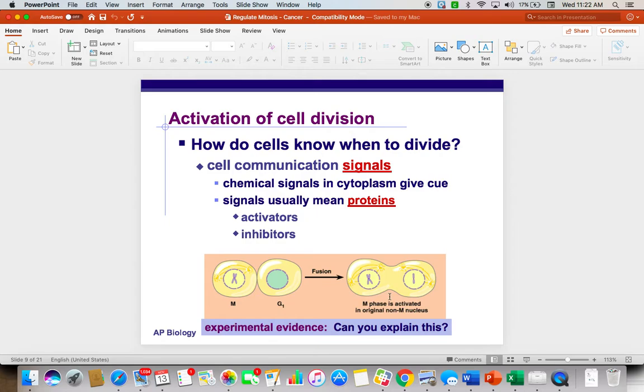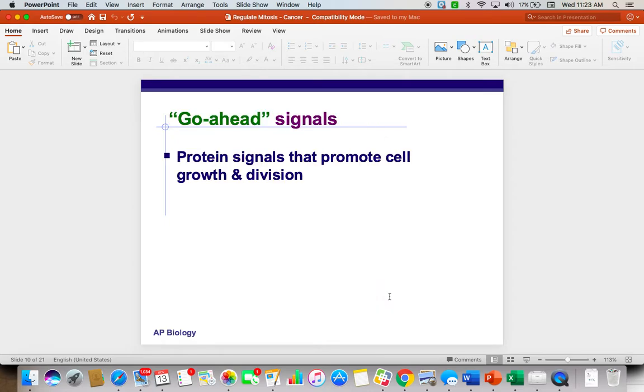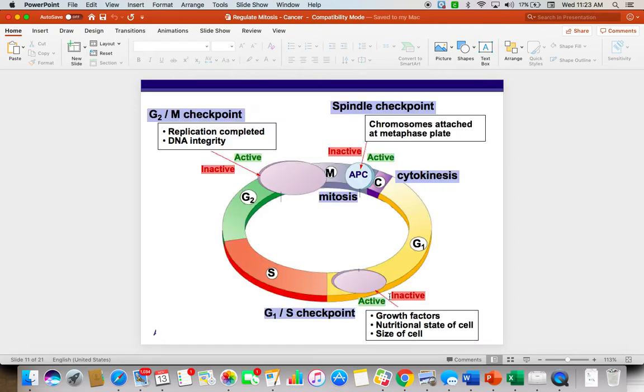All of this is controlled by chemical signals. You obviously realize there's way more to it than I'm telling you, and it's complicated stuff going on here. But for what you need to know right now, these are chemical signals that allow us to say yes or no at these checkpoints. These go-ahead signals are just proteins that are being made that give us the go-ahead past the checkpoint.